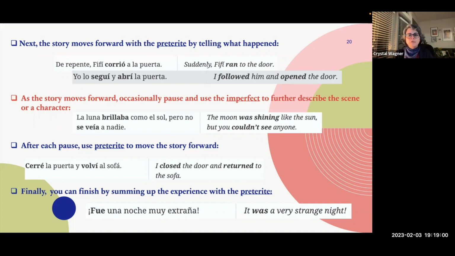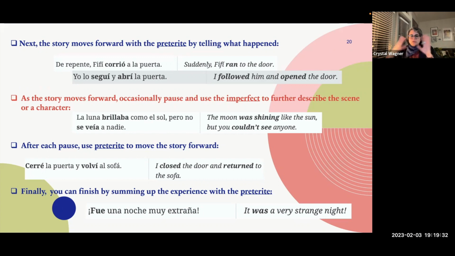You can also add, maybe if you're trying to add some horror element, or maybe if you're trying to make it a scary story or suspense, that's when you use the imperfect to do all of that stuff, right? Like, it was an eerie night. You could hear a pin drop. You would use that in the imperfect. And then you would go back to the preterite to keep moving forward, right? The actions that happen. Cerré la puerta y volví al sofá. I closed the door and I returned to the sofa.